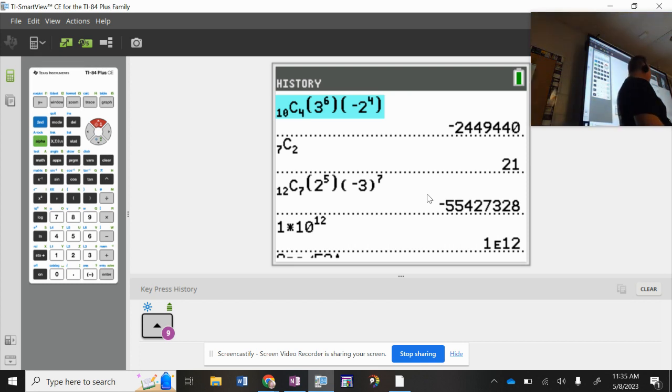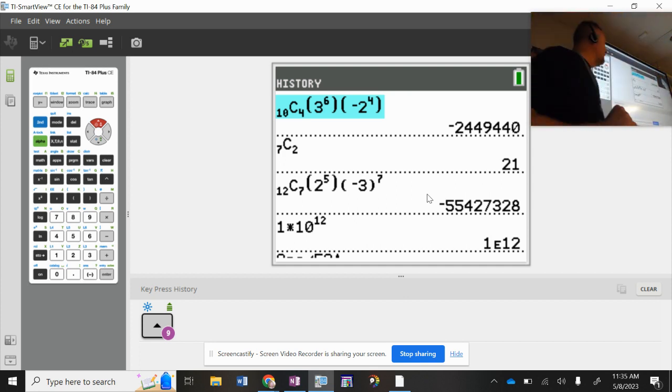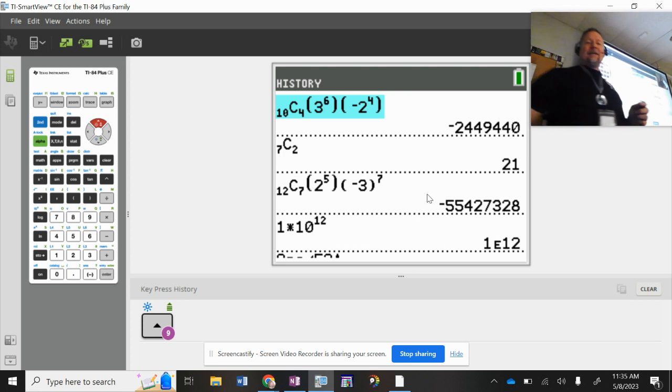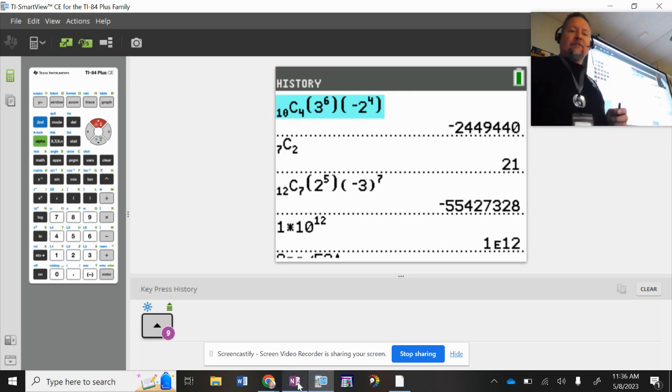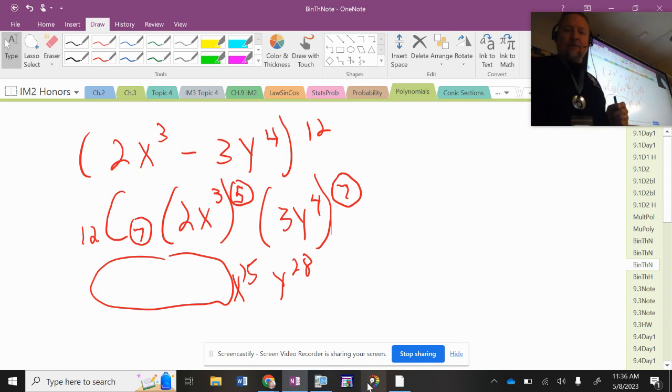Is that the right way to write that now? Yes or no? Yes. But also, what's a negative raised to the seventh, everybody? Negative. So I should have a negative answer when I'm done. So negative, I think that's 55,427,328. So I'm not going to make you write 12 spaces out, but I absolutely love these questions. Love them. Okay, so 100% calculator.